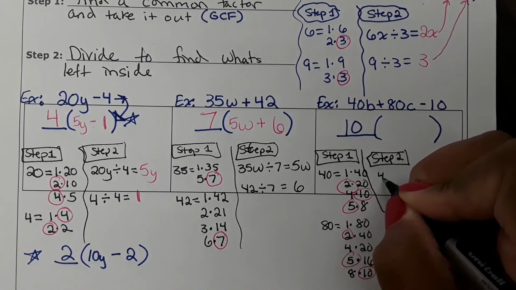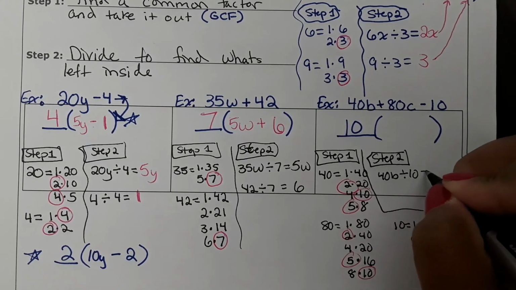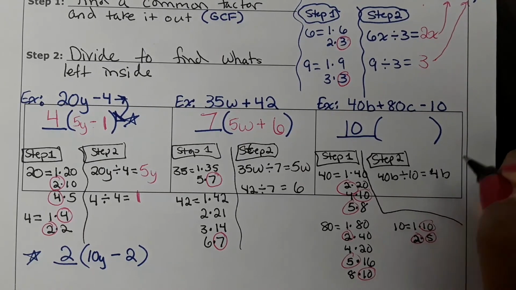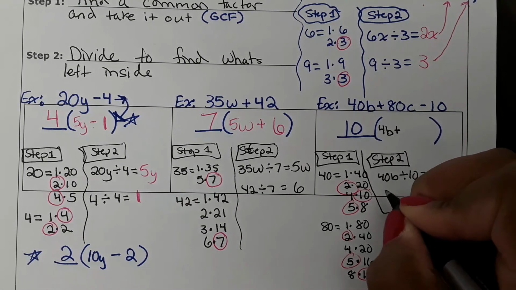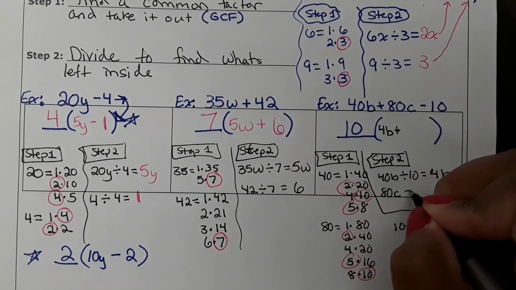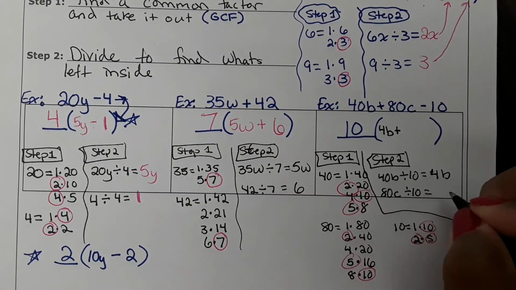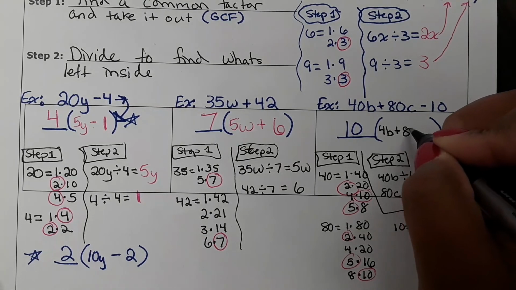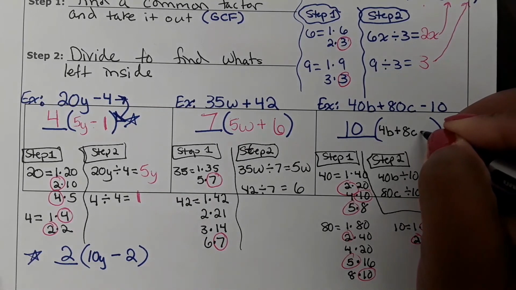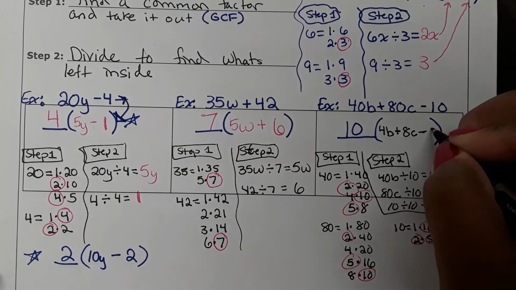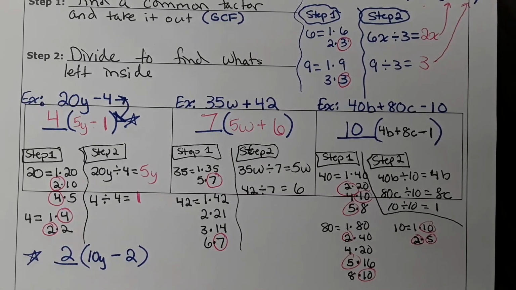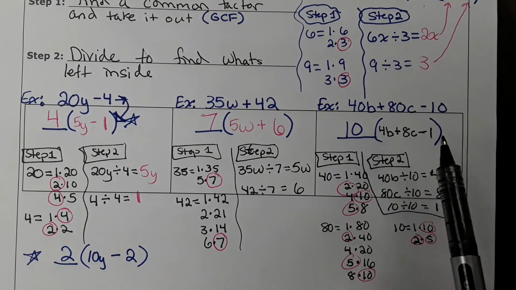So 40B divided by 10 brings us to 4B. So 4B has to stay inside. It's going to be added. And now let's do 80C divided by 10. 80 divided by 10 is 8. And so 80C divided by 10 would be 8C. So that's 8C stays inside. Minus, and then we have 10 divided by 10, which brings us to 1. There we go. So if we take out 10 as our factor, left inside would be 4B plus 8C minus 1.